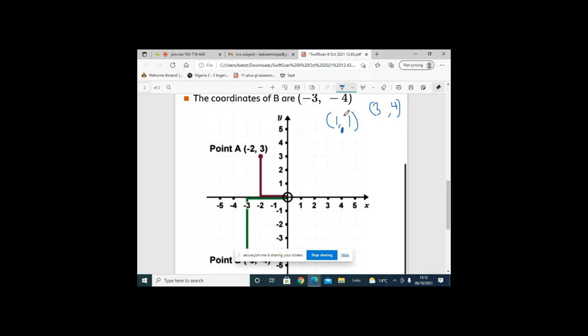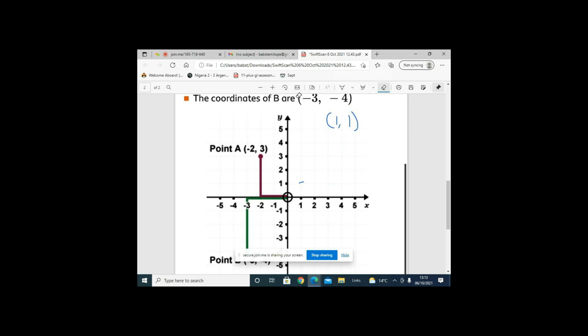Some people will actually move it 3 times. Like it's already here. They can move it 1, 2, 3. Then they also move 4 up. 1, 2, 3, 4. That's actually straightforward. So don't forget that it's positive.